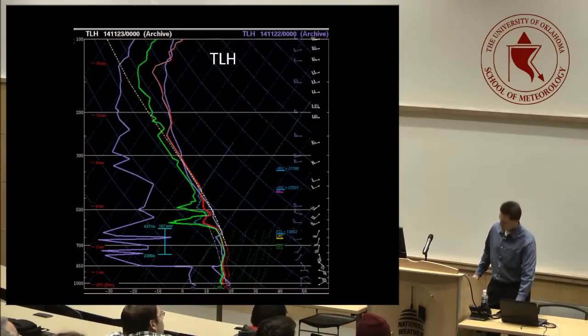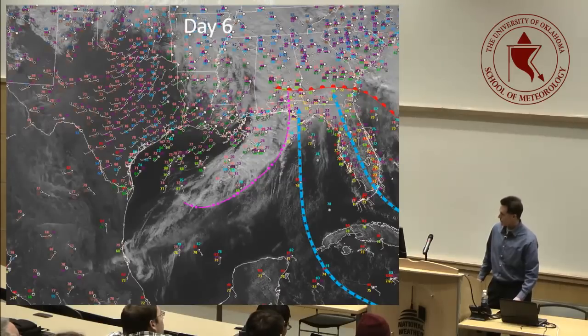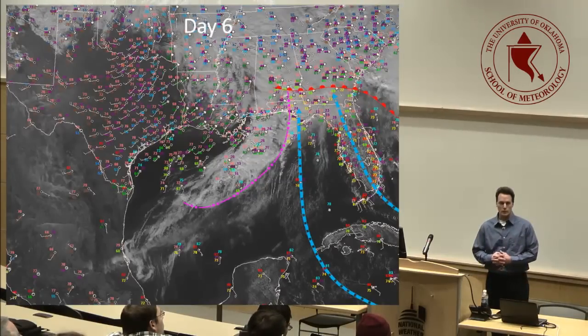All right, this wasn't the most dynamic system in the world, but it did move across the northeast Gulf Coast with some severe weather the next day. Now, if you look toward the northeastern Gulf of Mexico, I don't know if you can read the numbers, I should have highlighted it. There's a couple of buoys.